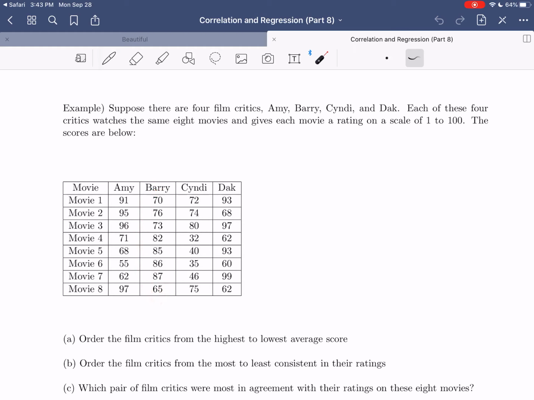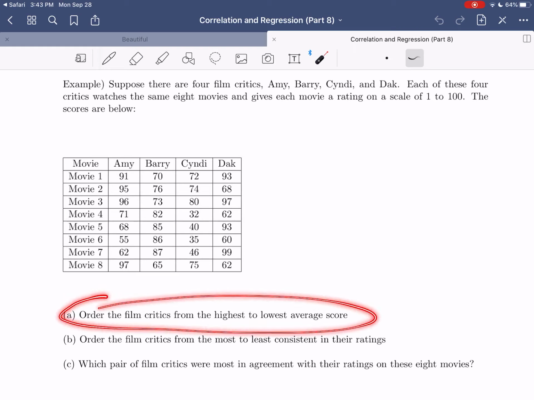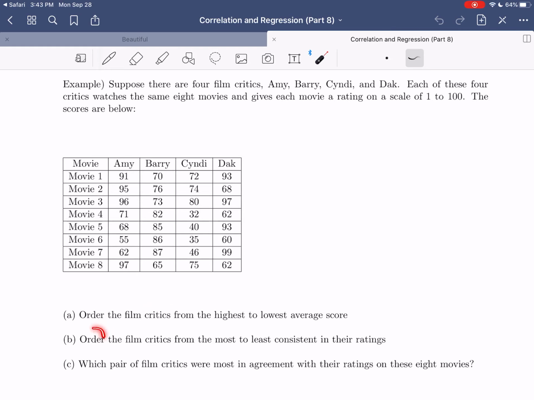We've got a lot of data here because we've got 4 different critics and 8 different films, so we have 32 different data points. We're going to do a couple of review-oriented things in A and B. We're going to talk about ordering the film critics from the highest to lowest average score. That'll help us understand whether some of the reviewers were generally giving higher scores than the others, and whether some of them were harsher, giving really low scores, etc. So we'll try to understand the average that each reviewer gave, and then we'll also order the film critics from most to least consistent.